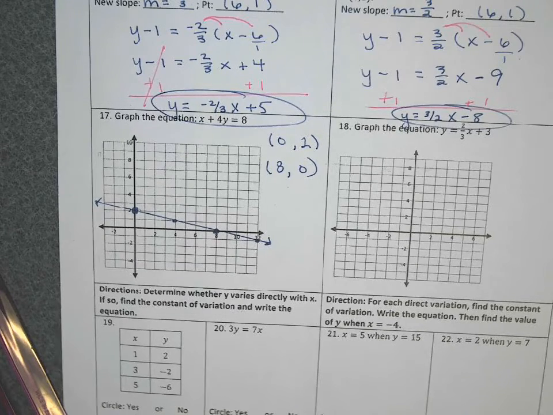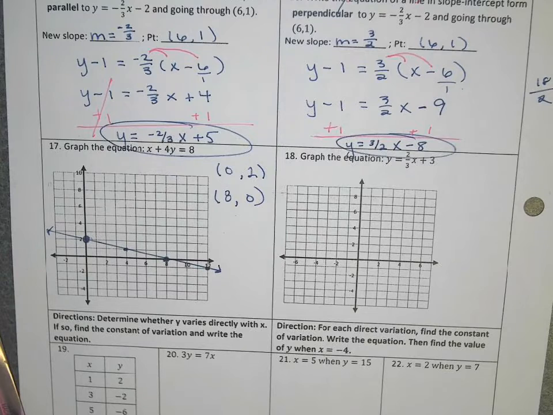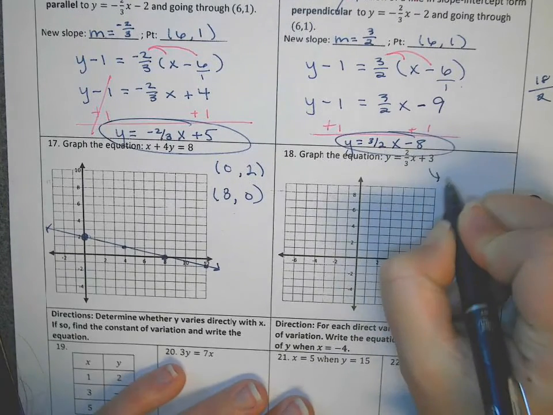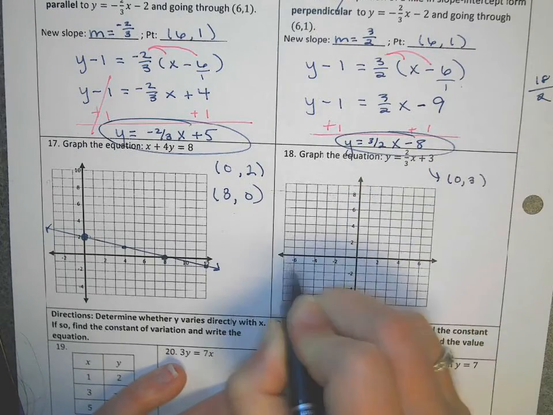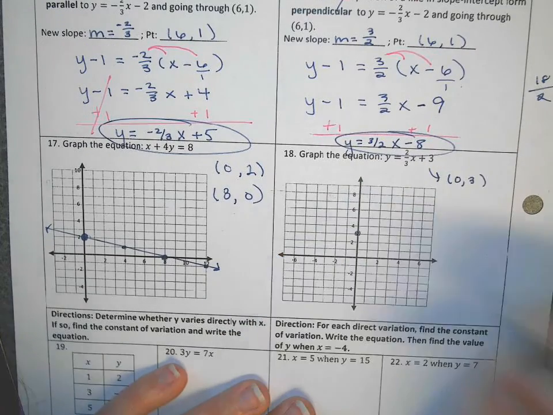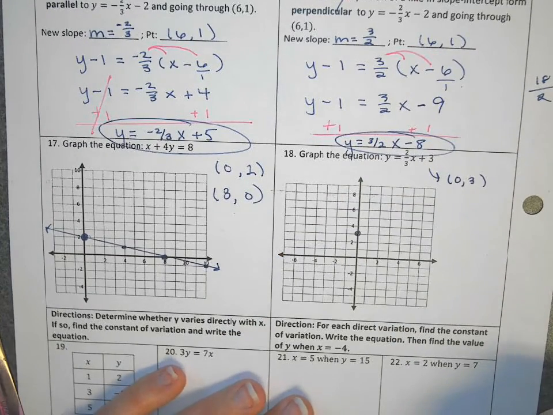Okay. All right, graphing the equation y equals 2/3 x plus 3. What point should I start with? The 3 is not a point. What's the point? 0, 3. So I don't move left or right at all, but I go up 3. There's my point.